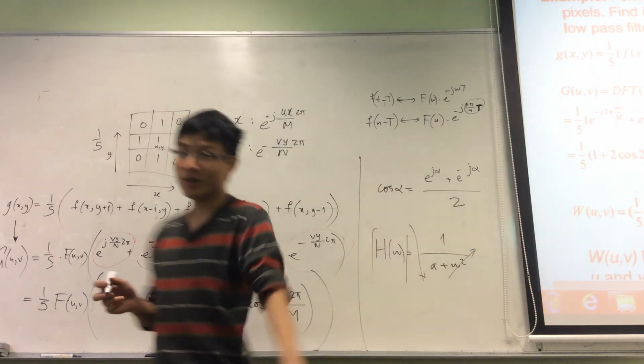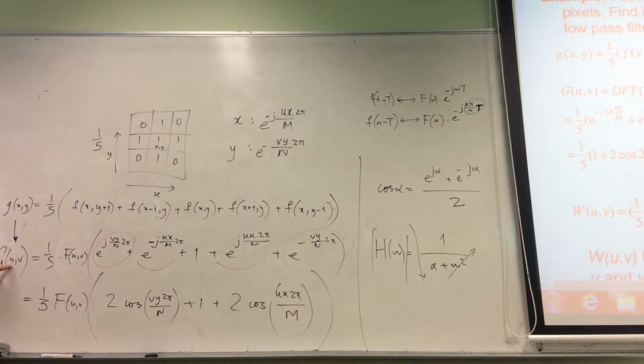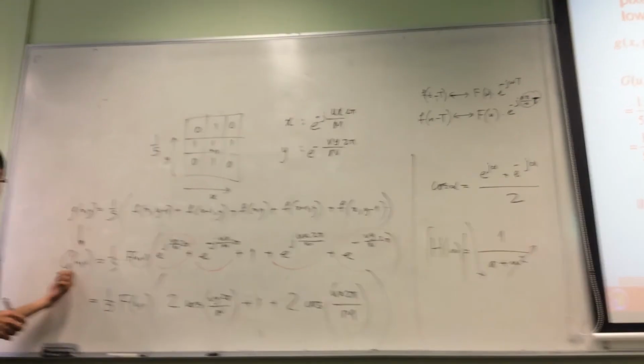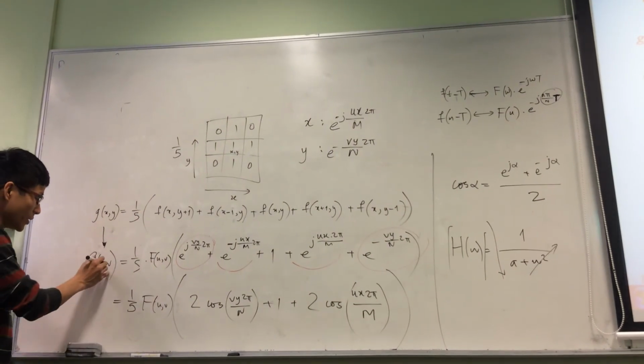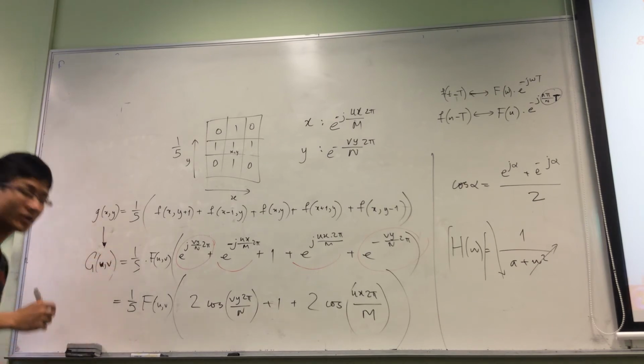U and V are your frequency. What happens if you increase U and V? H will decrease.